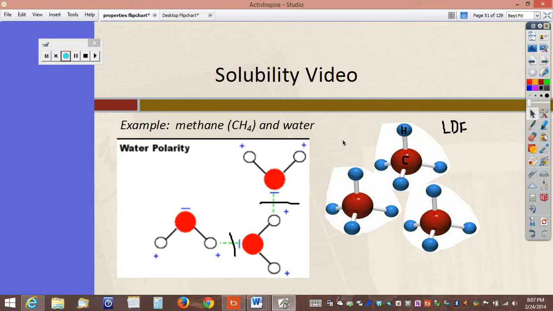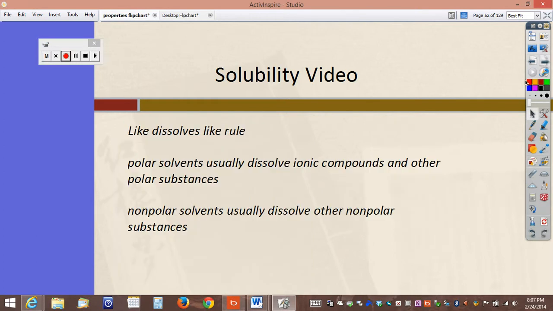So how can we remember what does dissolve and what doesn't? The general rule is called like dissolves like. In this case, whenever you have a polar solvent, this is something that has a slightly negative and slightly positive end. It's going to dissolve other things that have a positive and negative end. These are things that are ionic, which have a clear plus and minus ion, and also other polar substances. Nonpolar solvents, which have London dispersion forces as their predominant attractive force, will end up dissolving things that are also nonpolar. It's not a perfect rule, but it's a good predictor.